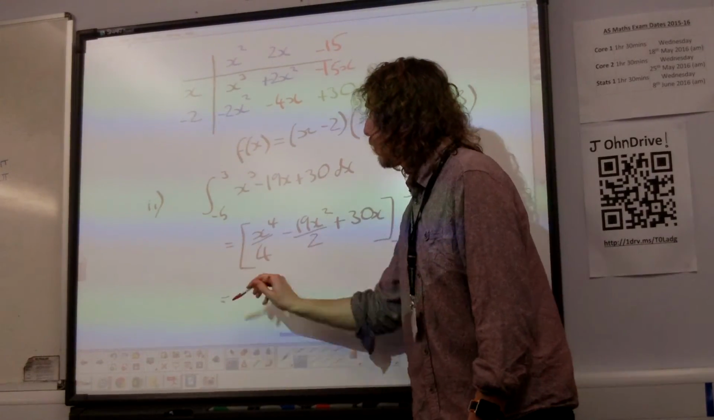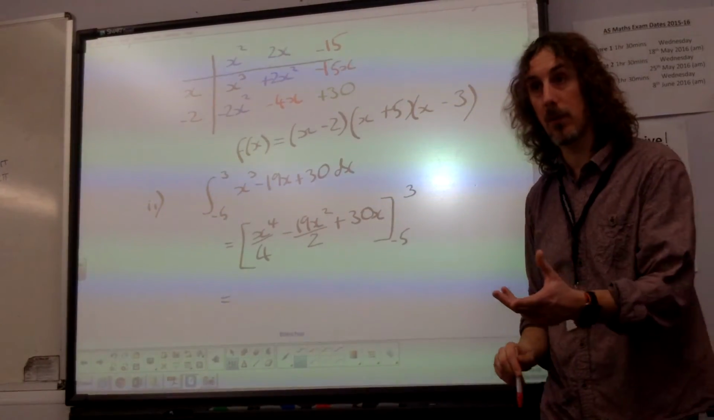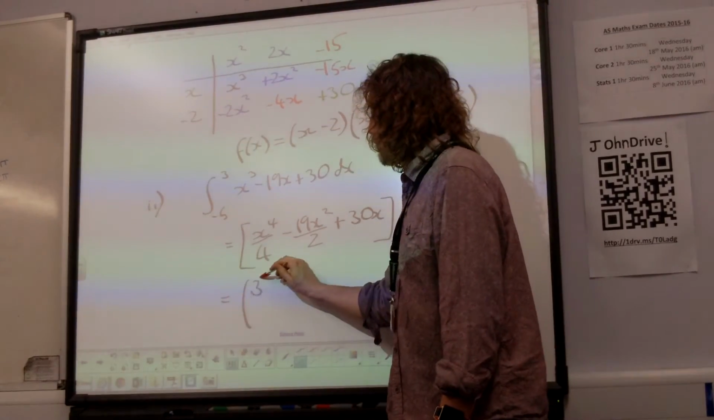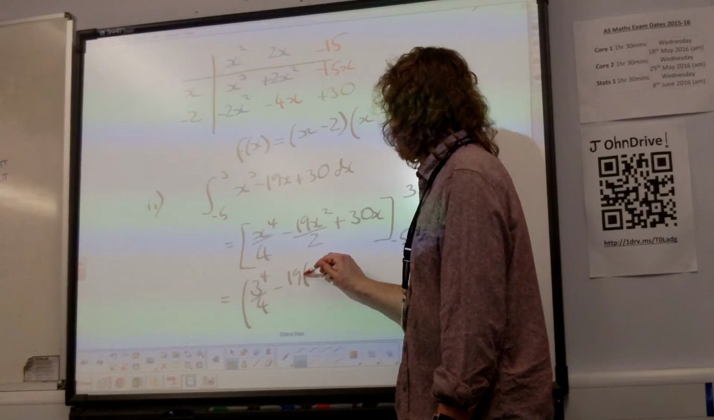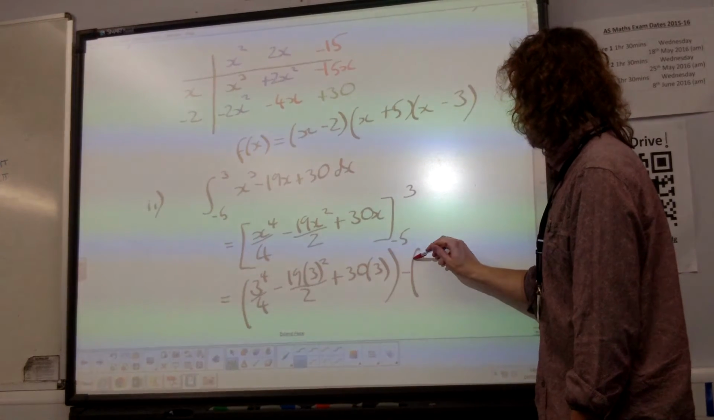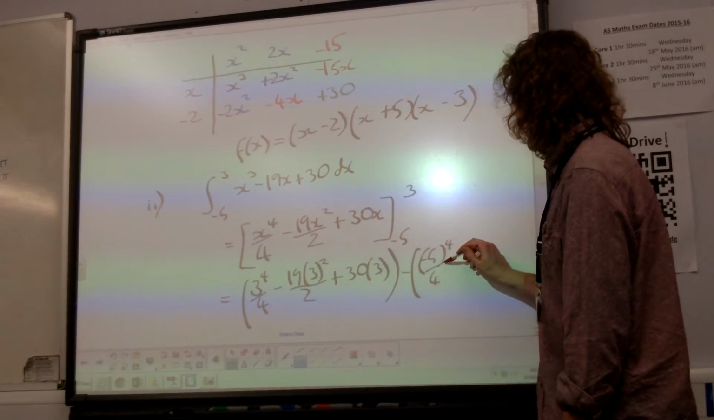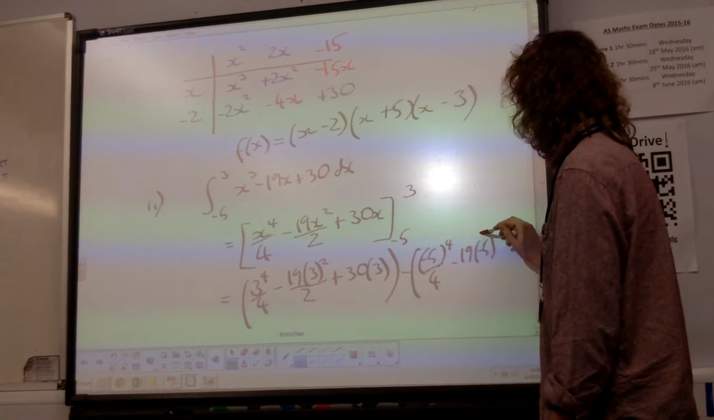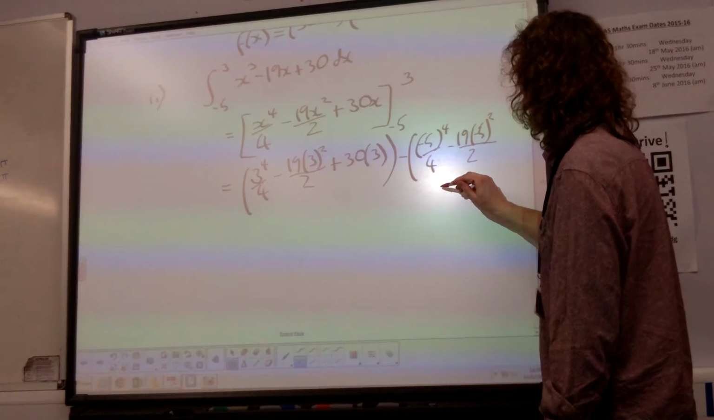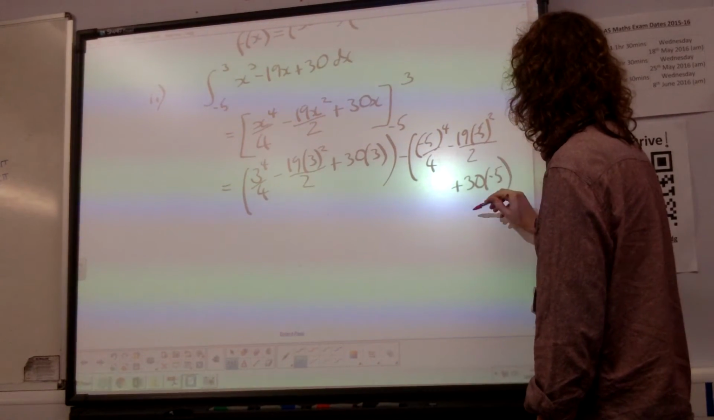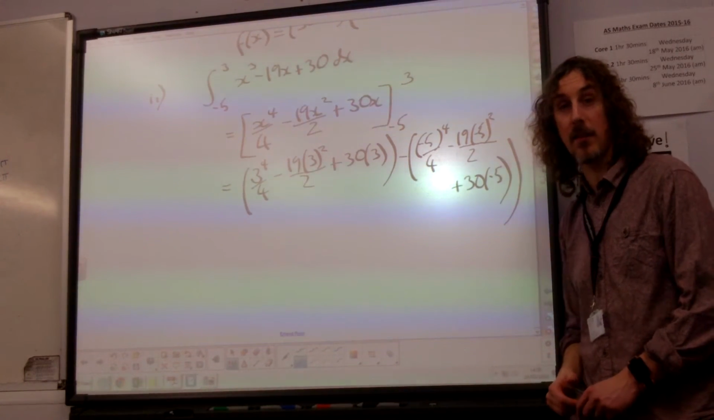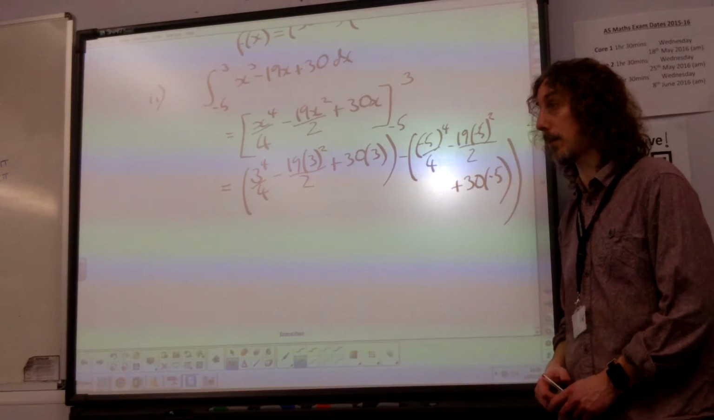The third mark is for putting the limits in. They must be the right way round. So you put the top one in first and subtract what you get when you put the bottom in. 3 to the 4 over 4 minus 19 times 3 squared over 2 plus 30 times 3, take away minus 5 to the 4 over 4, minus 19 times minus 5 squared over 2, plus 30 times minus 5, close that bracket twice, there we go. Now, that is your third method mark for showing the subtraction.